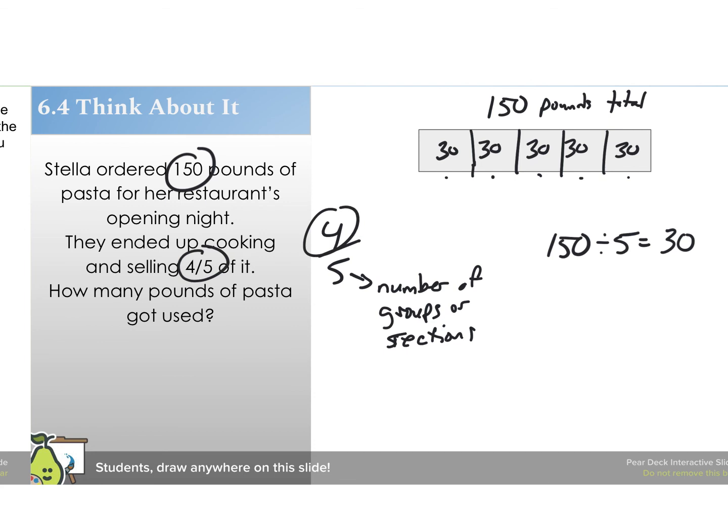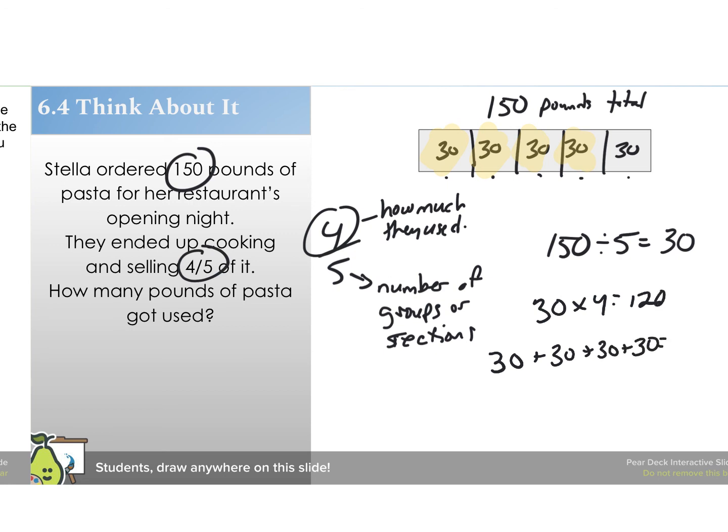Now I need to take 4/5 of them. This is how much I used. They didn't use all of it, they used 4/5 of it. So I'm going to change to a highlighter and highlight 1, 2, 3, 4 sections. So how do we solve that? You can say 30 times 4 equals 120, or you're adding 30 plus 30 plus 30 plus 30 is 120. So they used and sold 120 pounds.